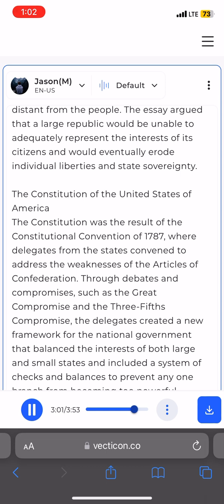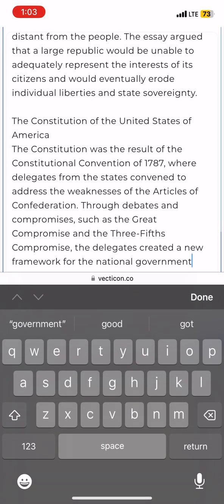Brutus No. 1, Anti-Federalist Perspective. Brutus No. 1 was written by an anonymous anti-federalist who was concerned that the new constitution would create a government that was too powerful and distant from the people. The essay argued that a large republic would be unable to adequately represent the interests of its citizens and would eventually erode individual liberties and state sovereignty.